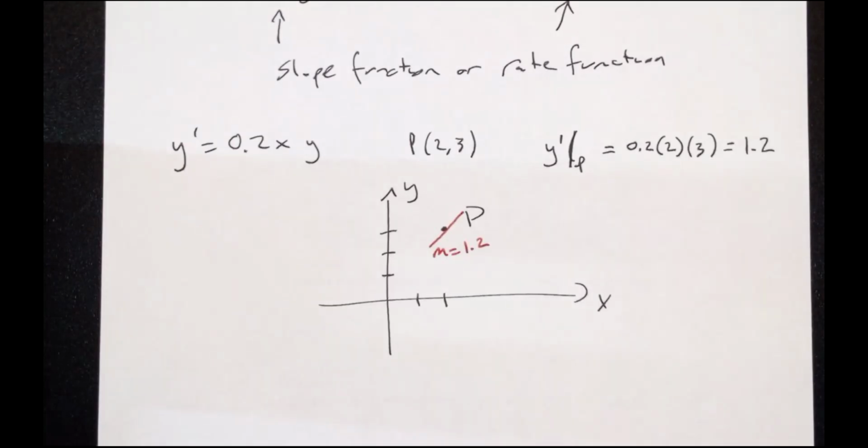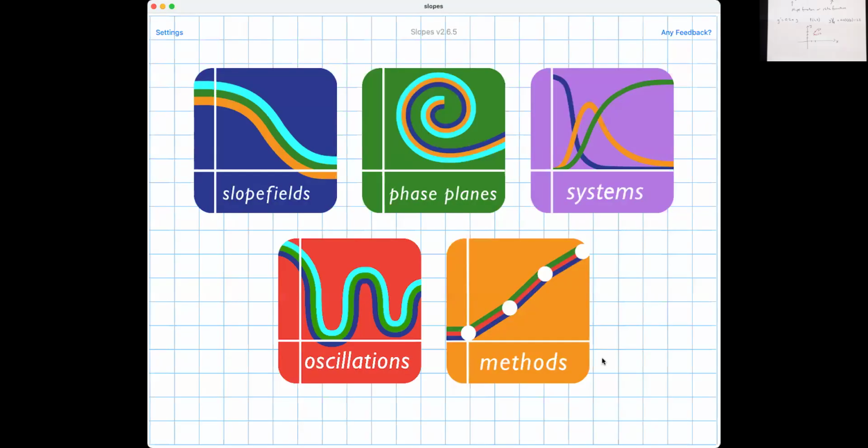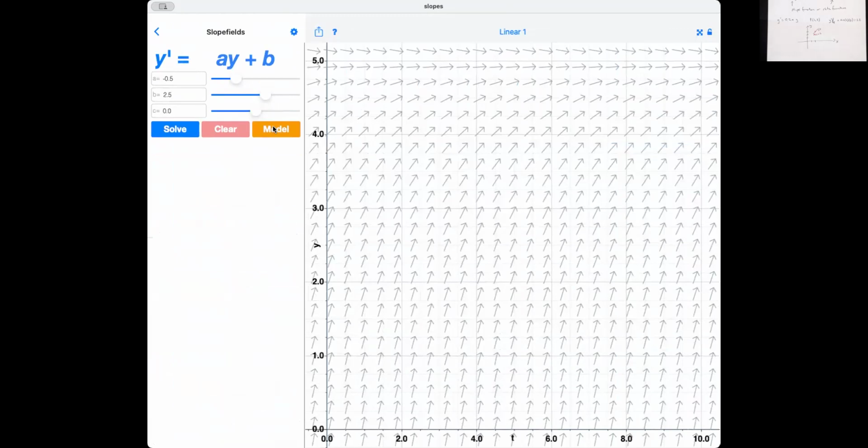And Slopes looks like this. Let me share that so we can see it in the Zoom link. Now, there are a lot of things it does here. The thing I want to look at are slope fields, which is what we were just doing. And it gives me an equation, y prime equals.